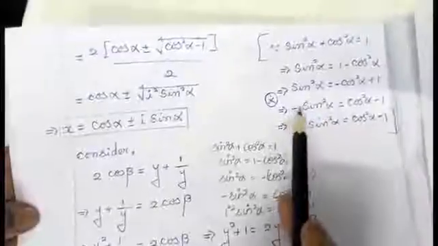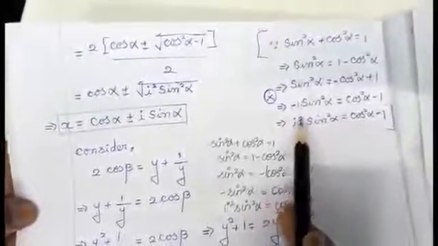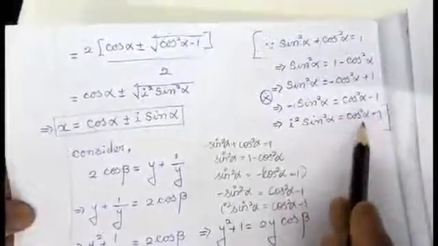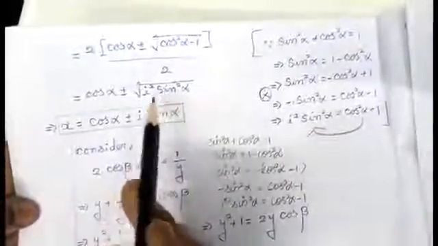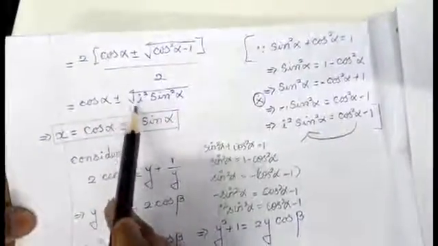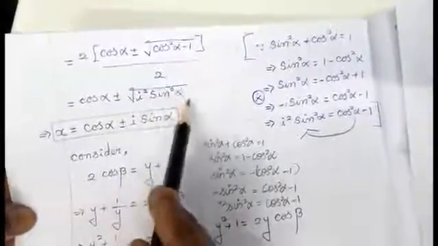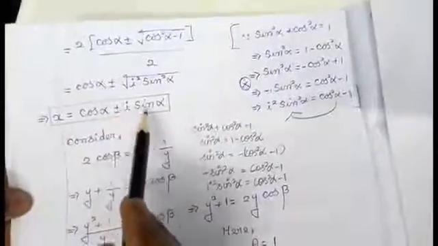Instead of minus 1, I am replacing the value as i square. So i square sin square alpha equals cos square alpha minus 1. Instead of this, I am going to replace the value inside this square root. After replacing, I can cancel the square root, that is i sin alpha the whole square, the root will get cancelled. The value is x equal to cos alpha plus or minus i sin alpha.